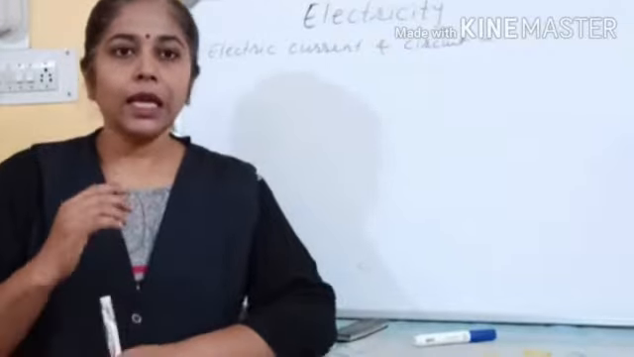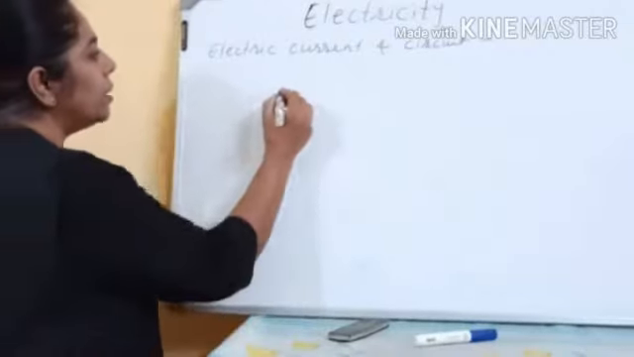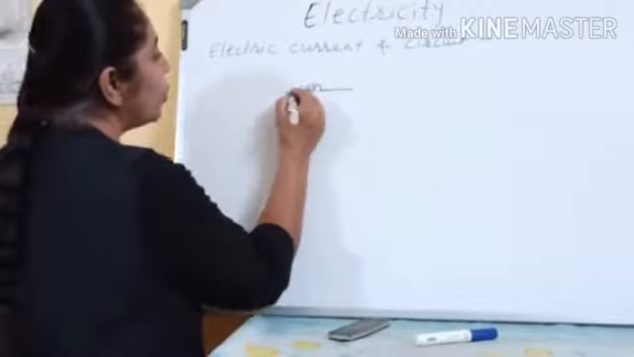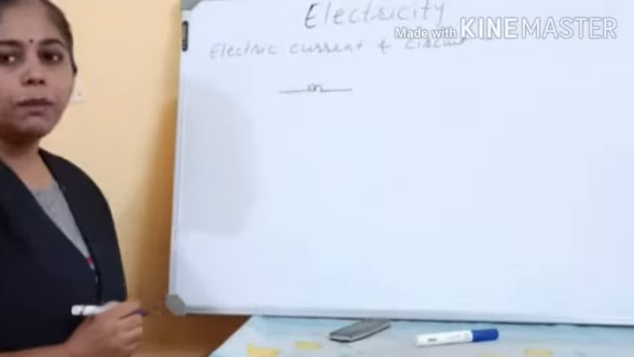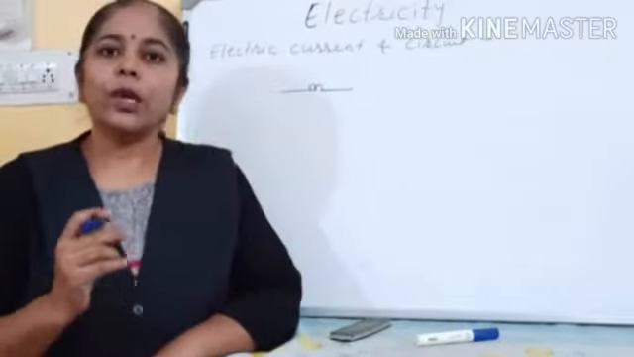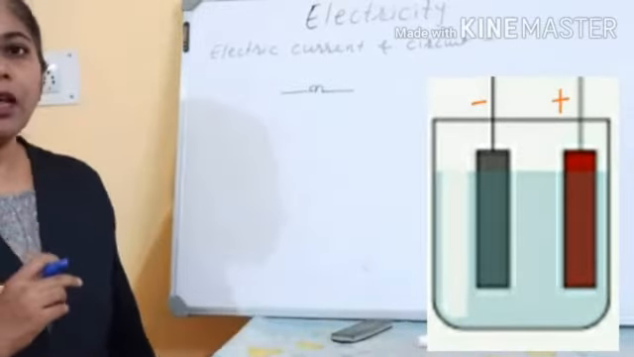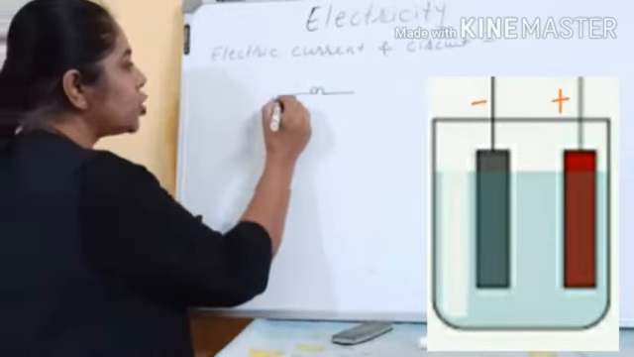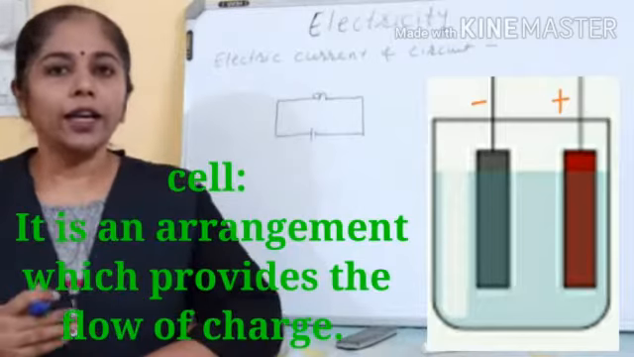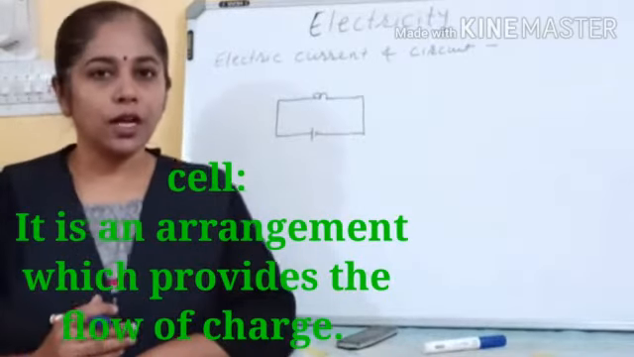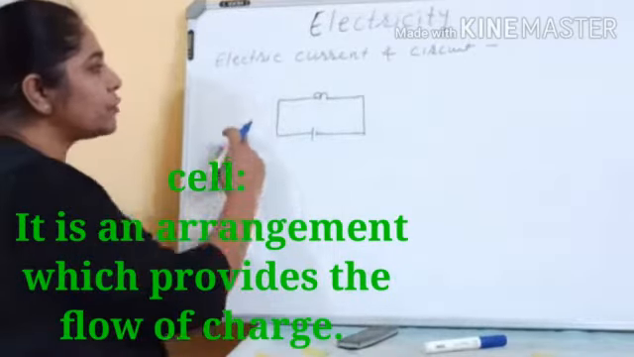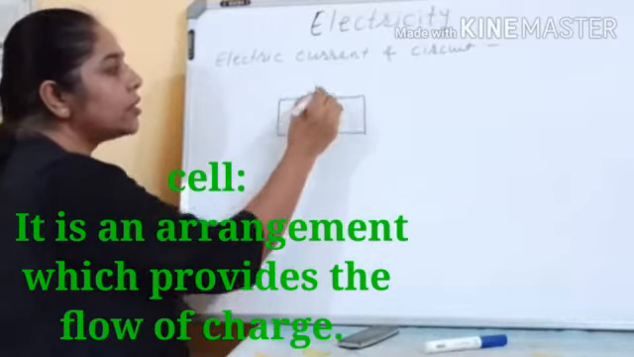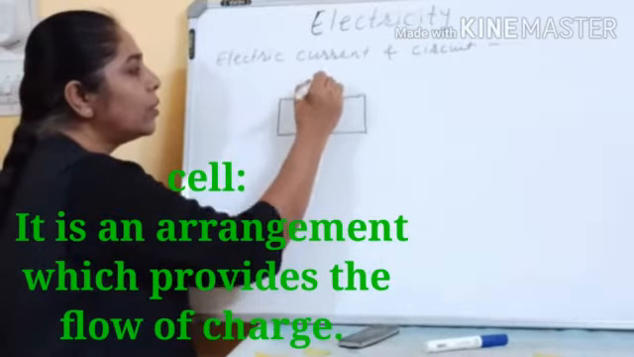Like in a torch or in a bulb, if you have to glow this torch bulb, then what will you do? You will connect it to a cell. A cell is an arrangement which provides the means to flow the charges. Now when the charges flow through this circuit, this bulb will glow.